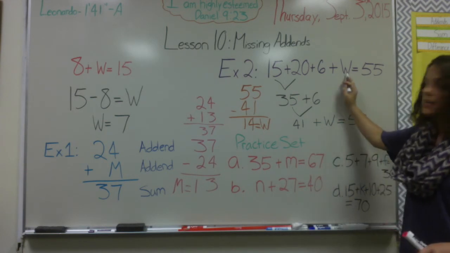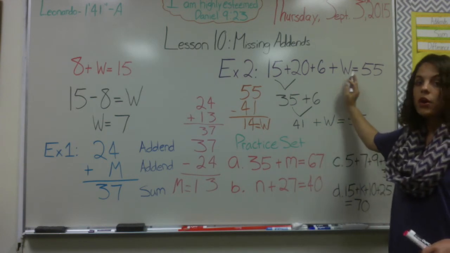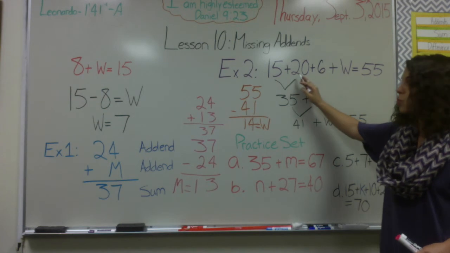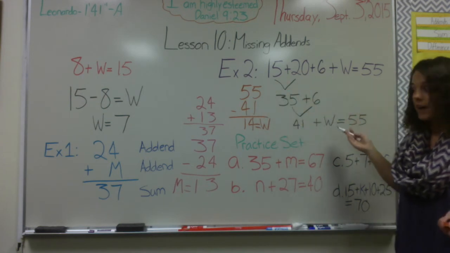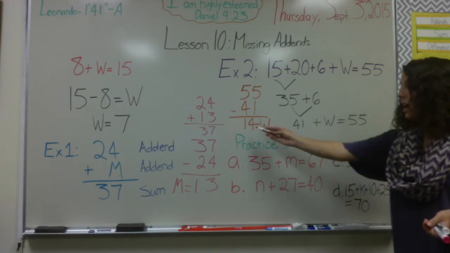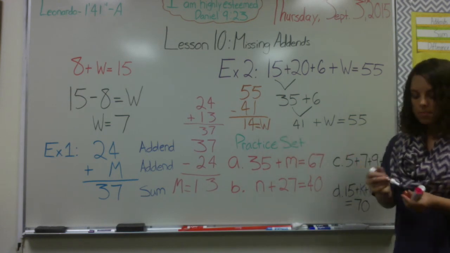If I were to plug 14 back into my original problem, 14 plus 6 plus 20 plus 15 has to equal 55. If I don't get 55 as my sum, then I know I need to go back and resolve my problem.